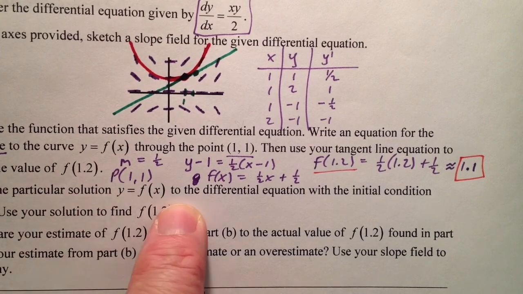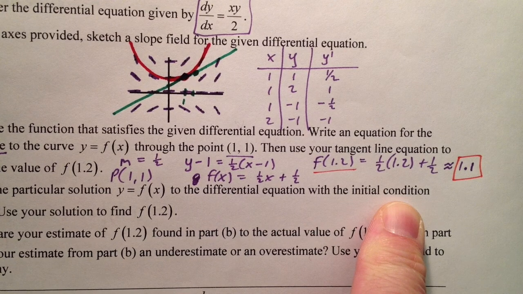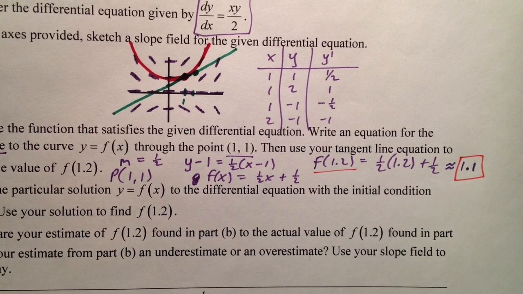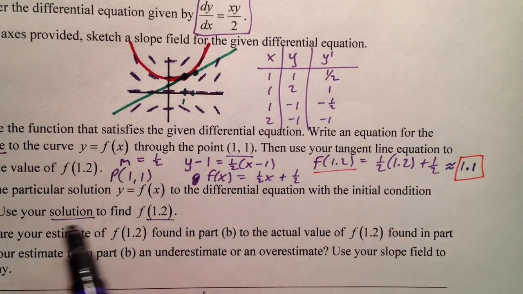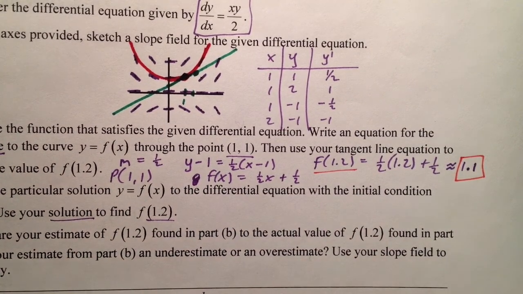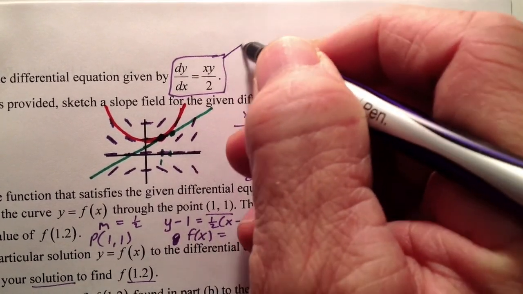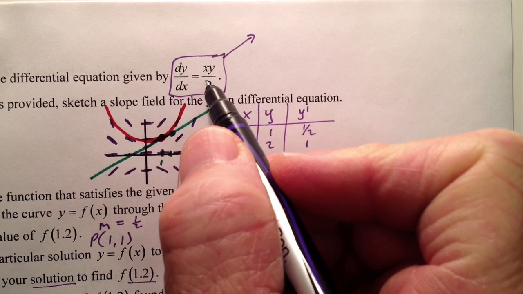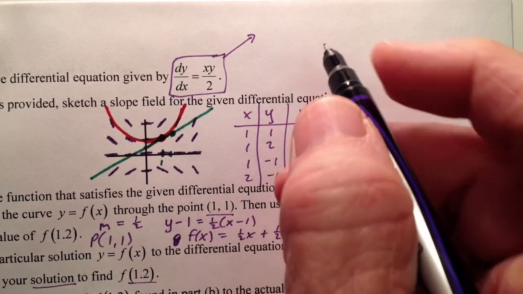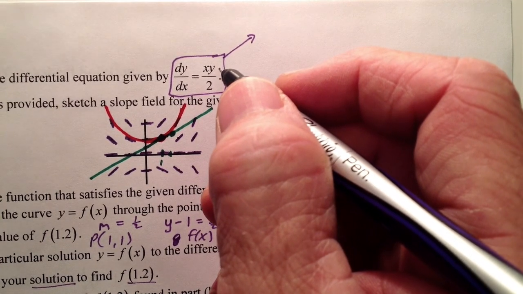And then find the particular solution. We want the particular solution to this differential equation, and that's kind of a neat thing because you haven't seen that yet. We're going to actually use our solution to find f of 1.2 so we can compare it to what we had here. And the initial condition, f of 1 equals 1. Well, let's do that in the little workspace right up here, where if we take this equation here, and this is a brand new thing, but it's super important, this is what we call a separable differential equation.